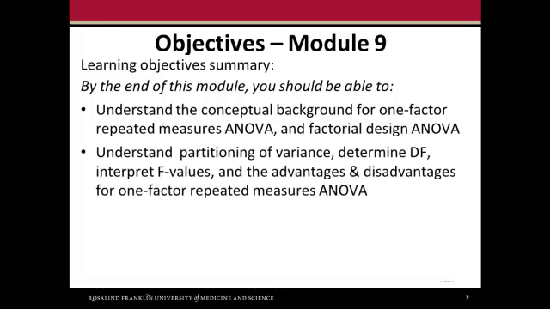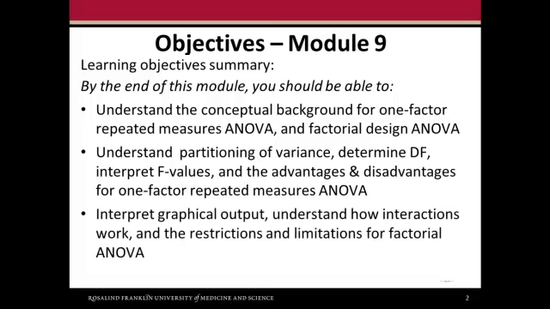So you should be able to understand partitioning of variance, determining degrees of freedom, how to interpret the F-values, and the advantages and disadvantages for a one-factor repeated measures ANOVA. And then for a factorial ANOVA, be able to interpret graphical output, understand how interactions work, and the restrictions and limitations for the factorial ANOVA.